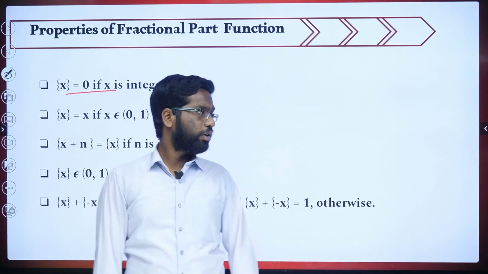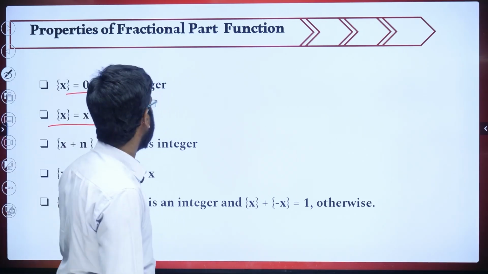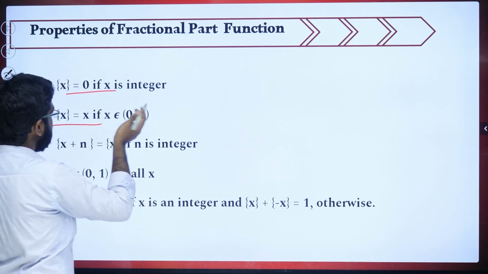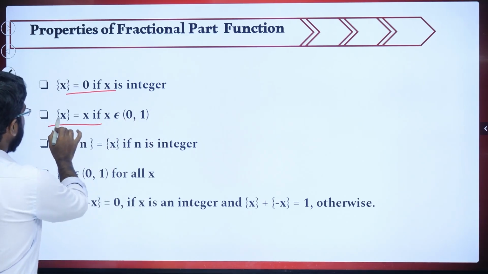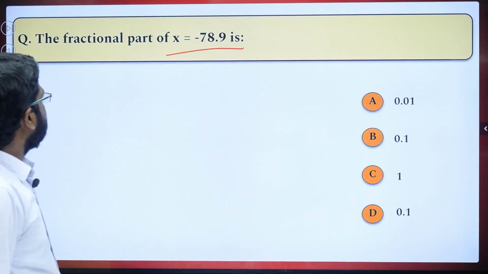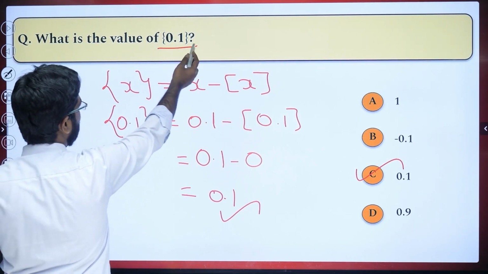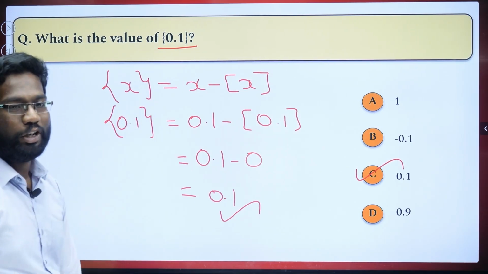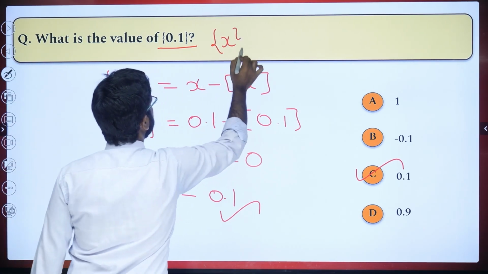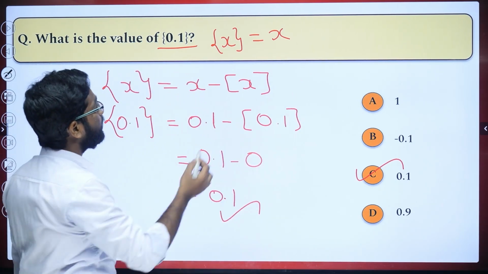The fractional part of x is equal to x if x belongs to (0, 1). So if the value is between 0 and 1, whatever the fractional part function value is, the same thing will come. For example, we have taken 0.1 and we got the answer as 0.1. So whatever you are taking here is equal to x. These properties are very important, my dear students, when x belongs to (0, 1).